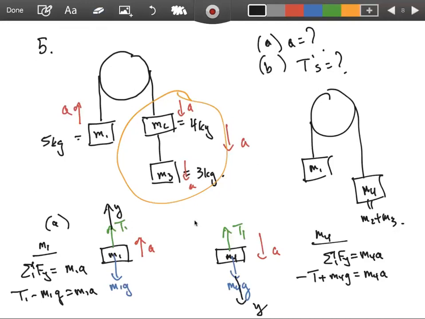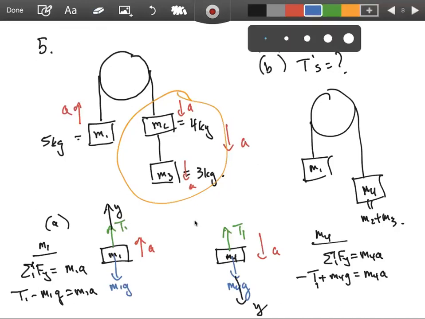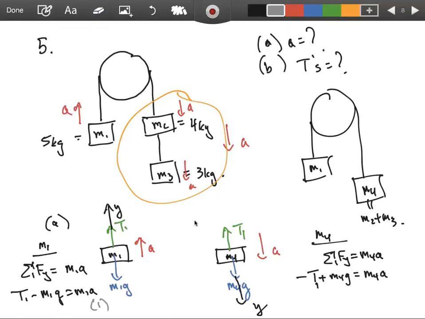So again, the M1 equation says I can find the acceleration if I know M1G, which I do, and if I know T1, which I don't. The other one says I can find the acceleration if I know M4, which I do, if I know G, which I do, and T1, which I don't. But combining these two expressions, I can get rid of T. These are just algebraic expressions, so if I take equation 1 and equation 2 and add them together, the tensions are going to cancel.